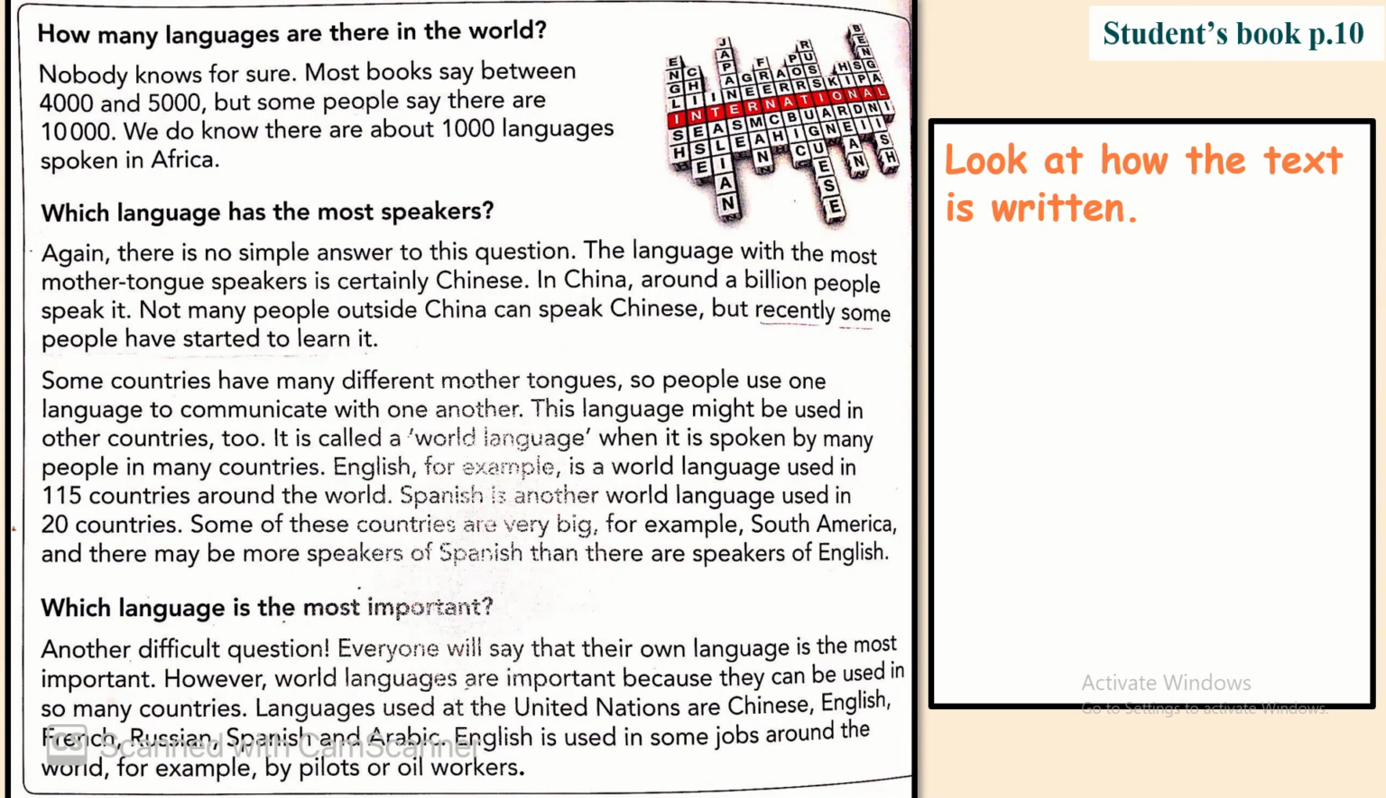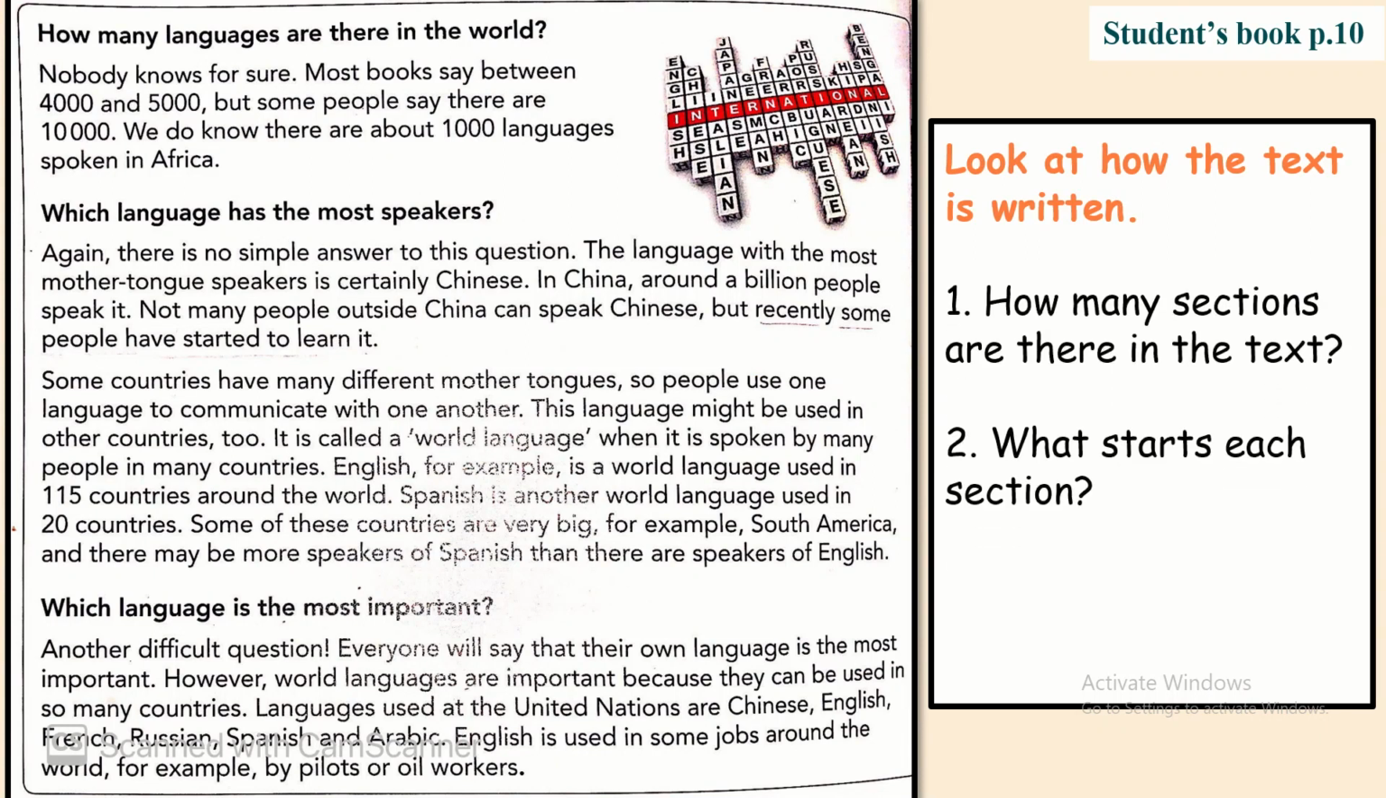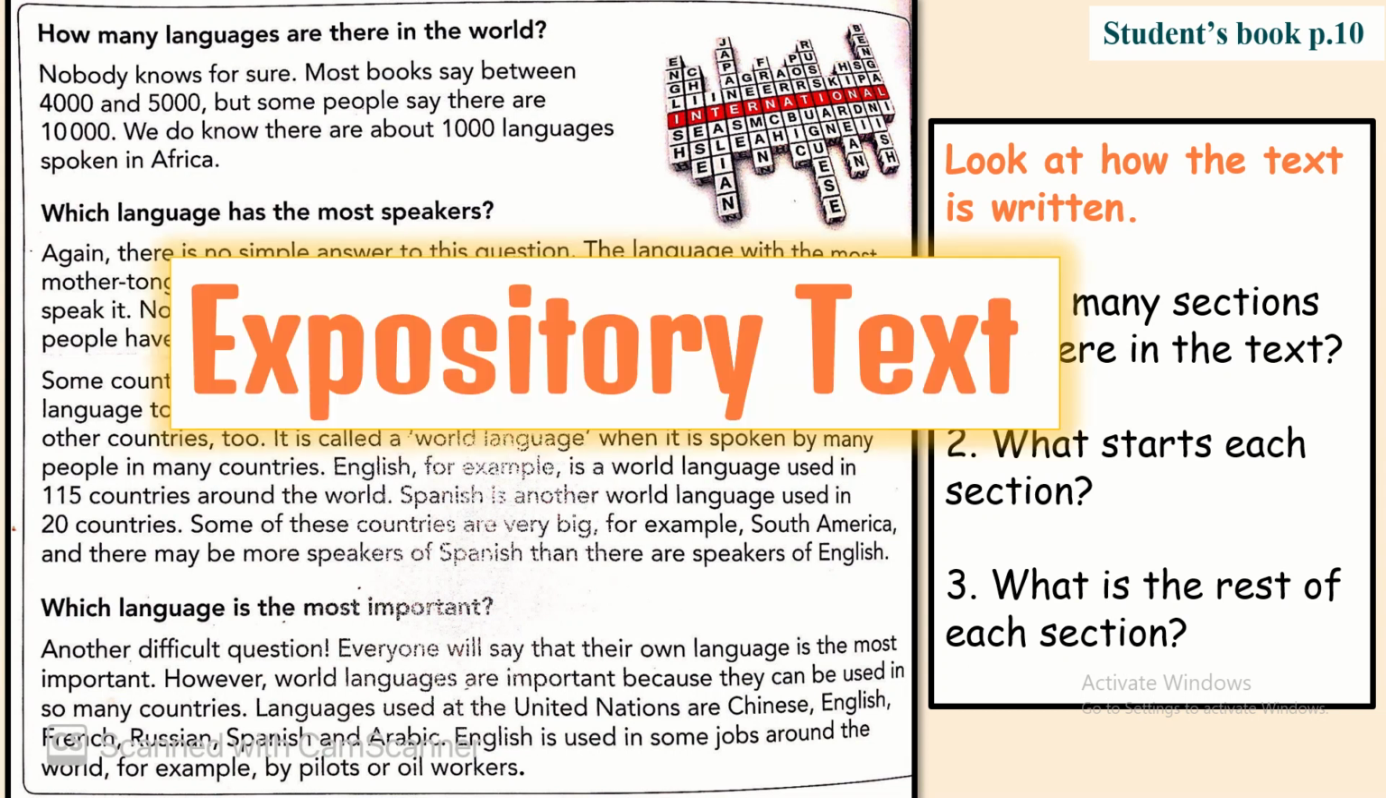Now look at the text, how it is written, and answer the given questions. Please note that you won't be able to find these answers in the text. For that, you need to focus on the structure of the text and see how the text is written. This text has answered 3 questions. This text uses a common structure of expository texts, which is to ask a question and then to give, explain, and discuss the answer in the same text.